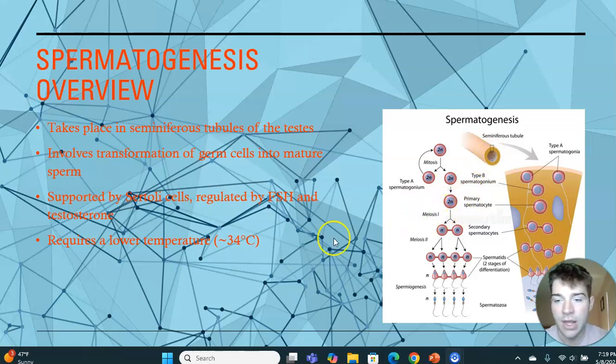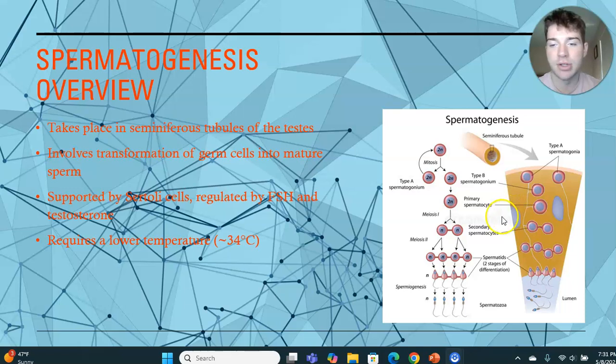Also a key point is that the testes are located outside of the body because spermatogenesis requires a lower temperature. This whole process wouldn't be successful, or the spermatozoa would die, if it was at the normal body temperature of 37 degrees Celsius. It requires a slightly lower temperature, roughly 34 degrees Celsius, to happen and to maintain the spermatozoa so they don't die.